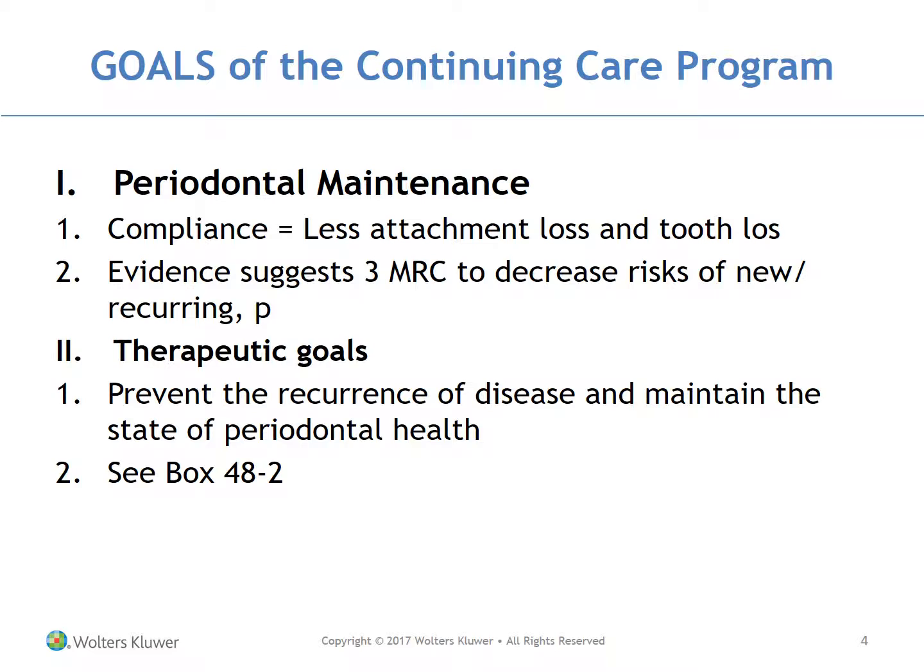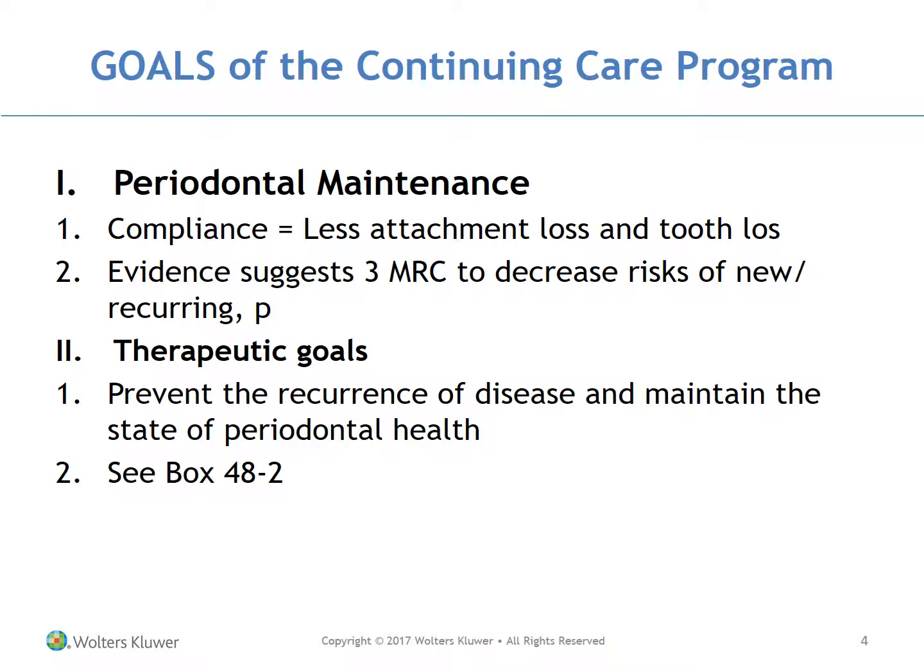Therapeutic goals of periodontal maintenance include the following: prevention, to prevent the recurrence of disease and maintain the state of periodontal health attained through and during periodontal therapy. Such therapy may have been non-surgical or surgical. Okay, so any type of periodontal treatment indicates that the patient needs to come in every 3 months, or 4 times a year, right? 12 months in a year. If they're coming in every 3 months, they should be coming in 4 times a year.